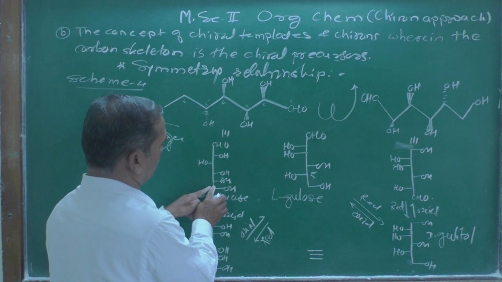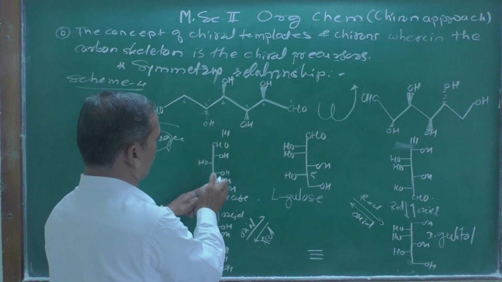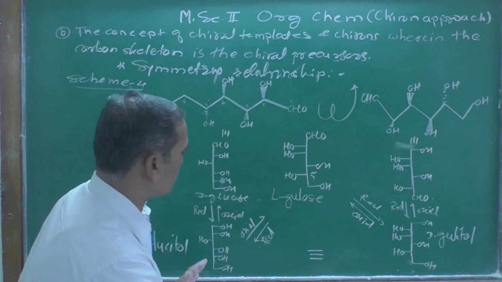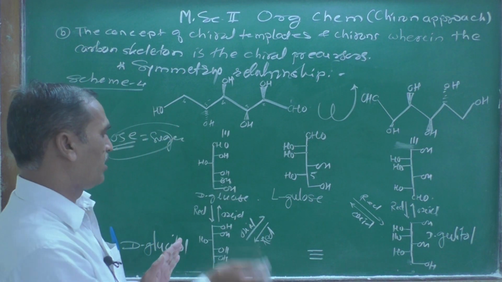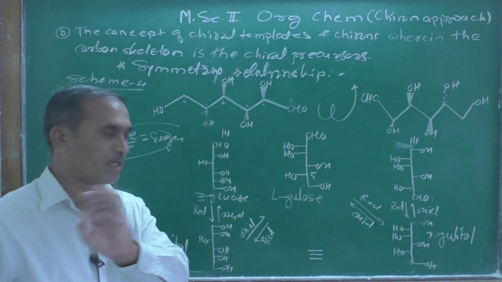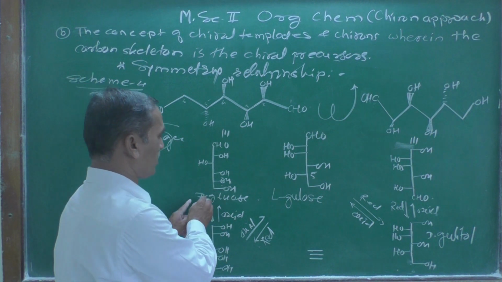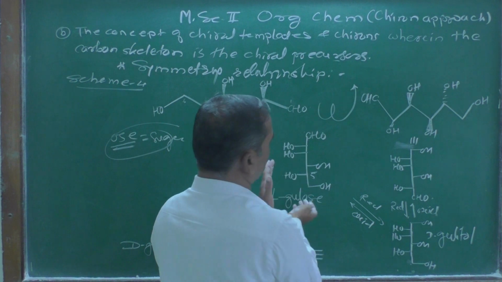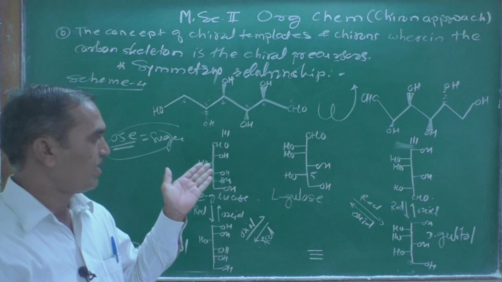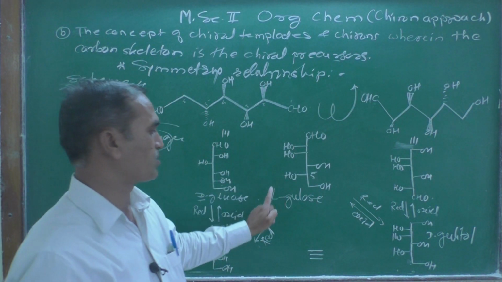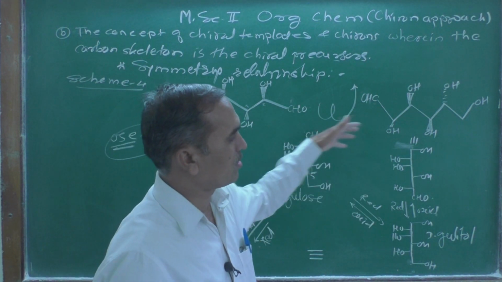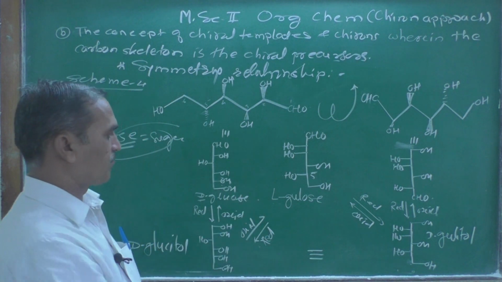Here at the 5 position, 1, 2, 3, 4, 5, at the 5 position there is a hydroxy group on the right-hand side, and that's why the relative configuration of that hydrogen is indicated as D. In L-glucose, the hydroxy group is on the left-hand side, and that's why it is known as L-glucose. And these are interconvertible structures of each other.